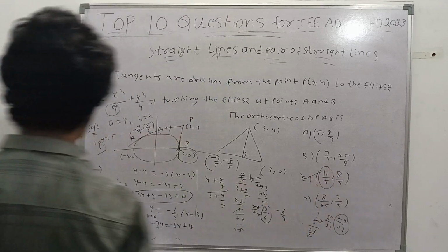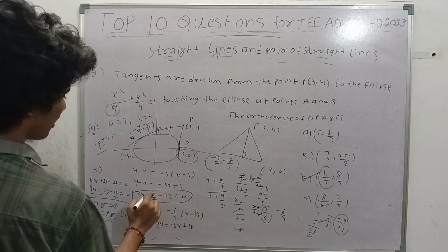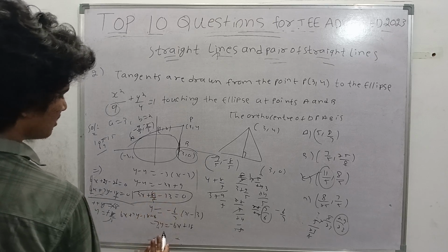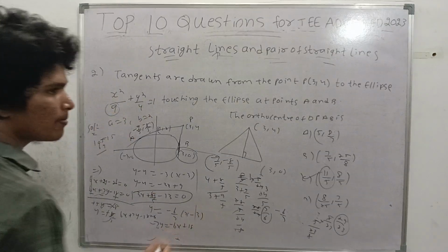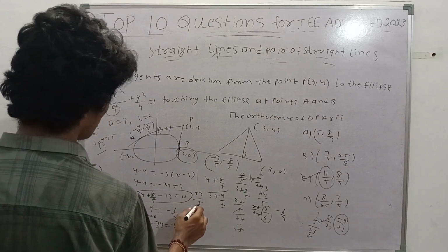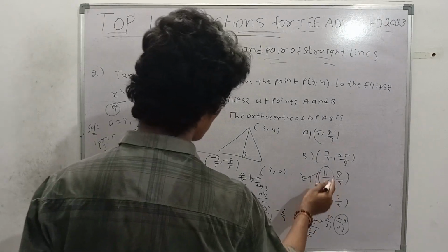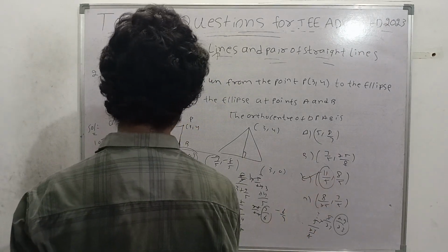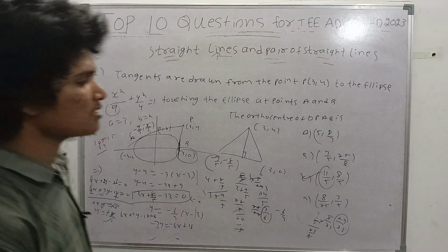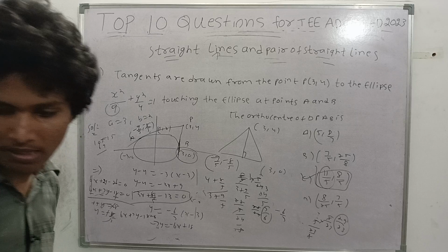You can find the x value, 11 by 5. When you keep y equals 8 by 5 here, it will be 8 minus 65, 8 minus 65 is 57, 57 divided by this, you can solve like this. The final answer is 11 by 5, comma 8 by 5. This is not correct, this is correct: 11 by 5, comma 8 by 5. And the second question is completed.